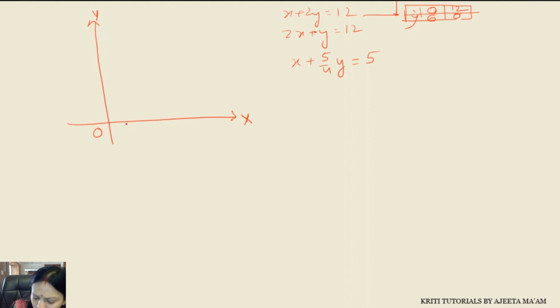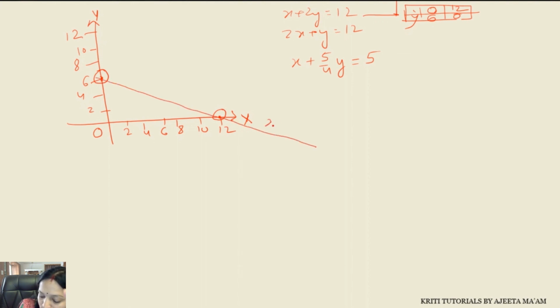Now let's make it. Let's take the even points 2, 4, 6, 8, 10, 12. So it will be a rough graph, students. You can draw on graph paper, and you must have all done it when you solved the paper, so it's not a problem for you. Okay, so if x is 0, y is 6. Correct, so our point comes here. When y is 0, what is x? 12. So this point comes here, right. So now if I join this, I get this, and this is the line x plus 2y is equal to 12.